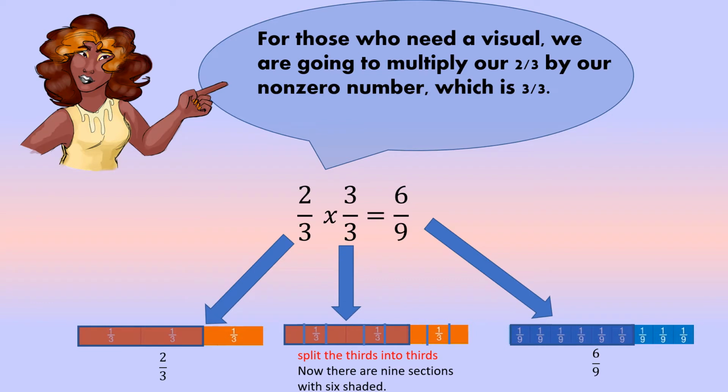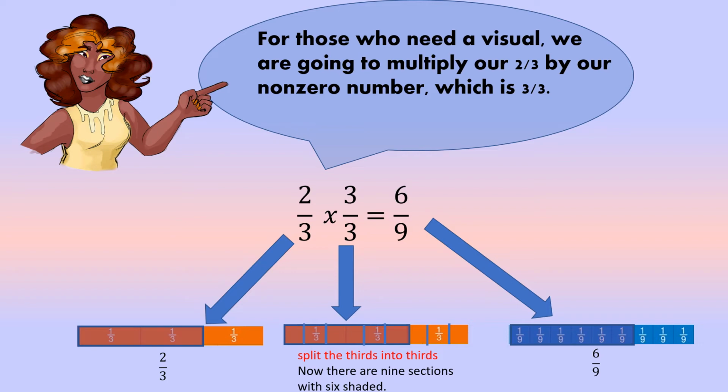Now, for those who need a visual, we're going to multiply our 2/3 by our non-zero number, which is 3/3. So we look at our equation, we have 2/3 times 3/3 equals 6/9. Let's look at the first arrow. Our first arrow represents 2/3. The fraction bar has 3 sections and 2 are shaded in. So that is equivalent to 2/3.